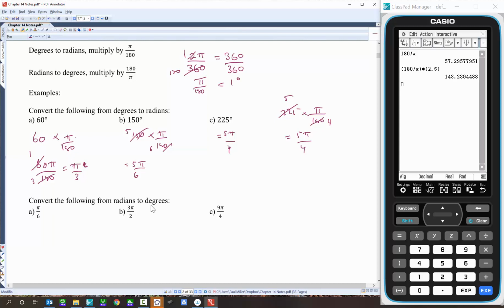Right, convert the following from radians to degrees. Again, if you forget the formula, all you do is establish the relationship between the degrees and radians by saying 2 pi is the same as 360. What I want to do is convert to degrees, so I'm going to divide by 2 pi, divide by 2 pi, and that will cancel out, leaving 1. And that's going to be 180 on pi. So here I've got pi on 6, and I'm going to multiply that by 180 over pi. That goes once, and that goes 30 times. The pi's cancel out, and we're left with 30 degrees. So pi on 6 is 30 degrees.